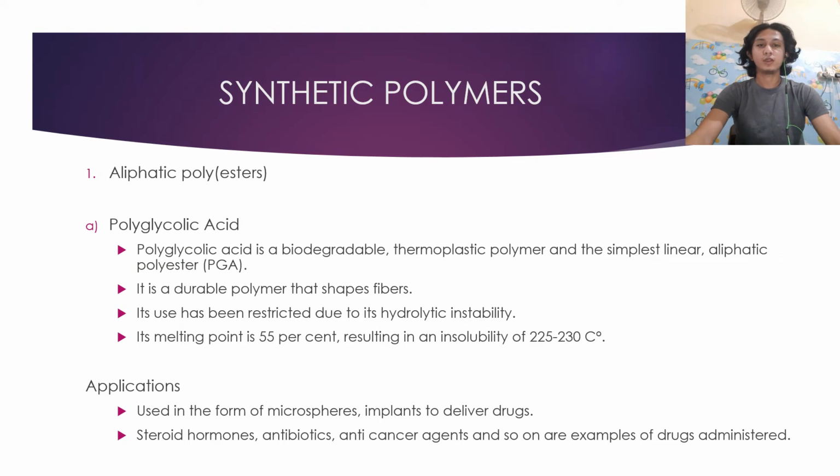Synthetic polymers. The first one is aliphatic polyester. Polyglycolic acid, which is a biodegradable thermoplastic polymer and the simplest linear aliphatic polyester. It is a durable polymer that shapes fiber. Its use has been restricted due to its hydrolytic instability. Its melting point is 225 to 230 degrees Celsius. Application: used in the form of microsphere implants to deliver drugs, steroids, hormones, antibiotics, anti-cancer agents, and so on are examples of drugs administered.